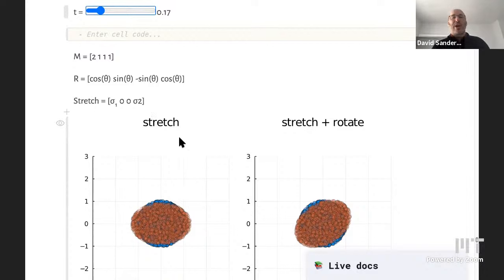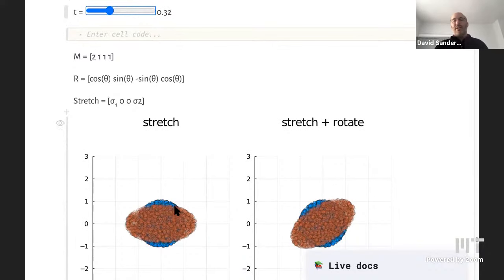On the left, I'm just looking at the stretch component of this transformation. And on the right, I'm stretching it and rotating it. In other words, I'm applying this transformation, the matrix M, to each point in the unit disk. So as Alan said, we could, of course, do this with corgis, and that would be nice. But I think it's also nice to not have the corgis in the way.